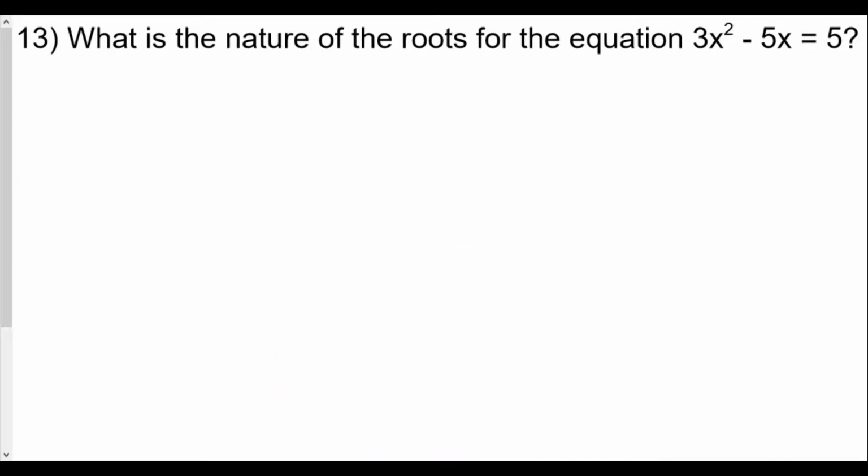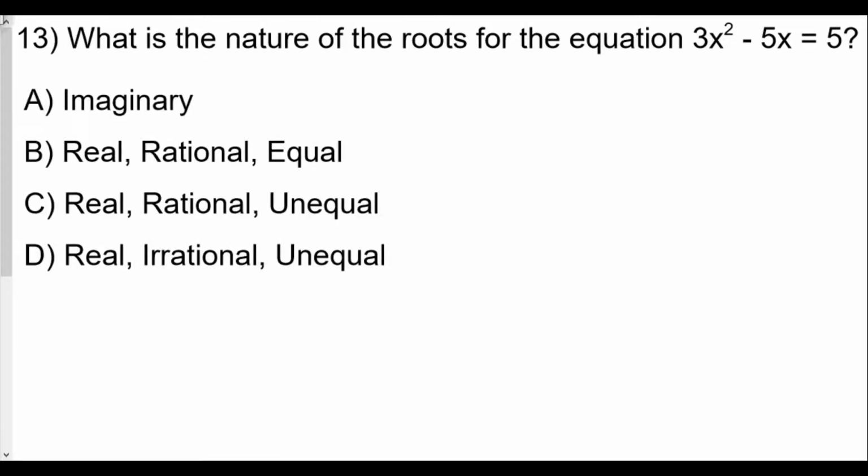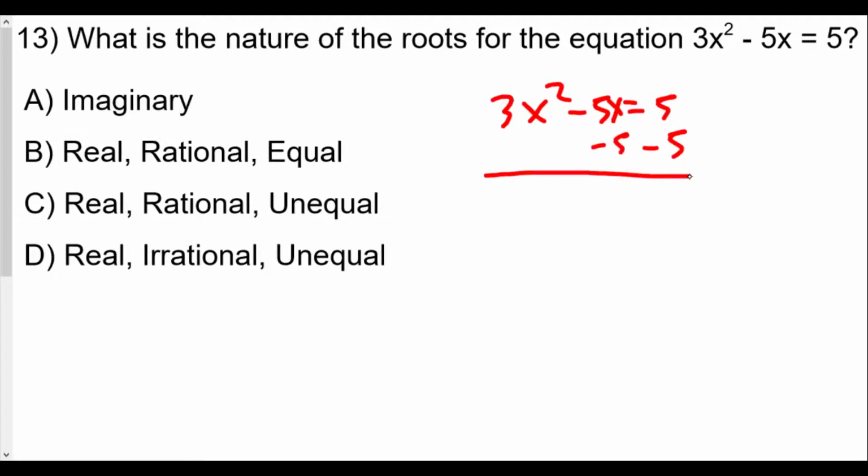What is the nature of the roots for the equation 3x squared minus 5x equals 5? And here are our choices. So we want to use the discriminant. Definitely want to use the discriminant. But first we've got to set this equation equal to 0. So in this case, we have 3x squared minus 5x equals 5. Subtract 5 on both sides. So we get 3x squared minus 5x minus 5 equals 0. We want to find our a, b, and c values.